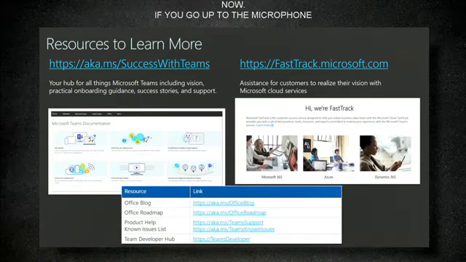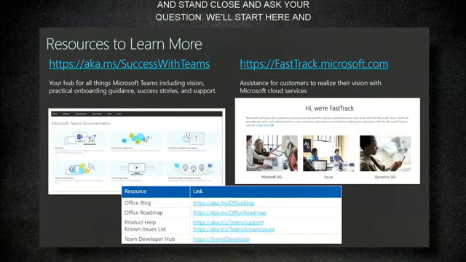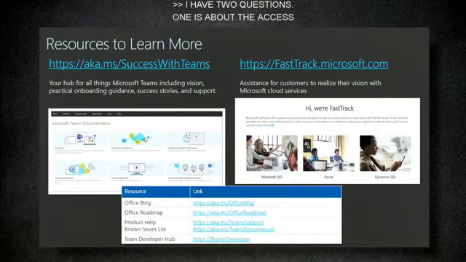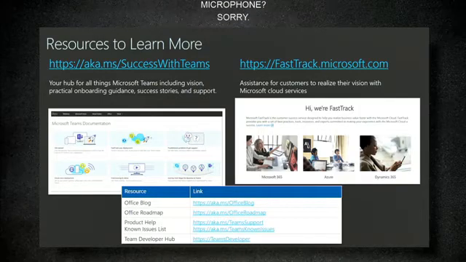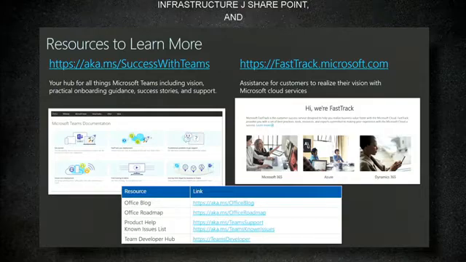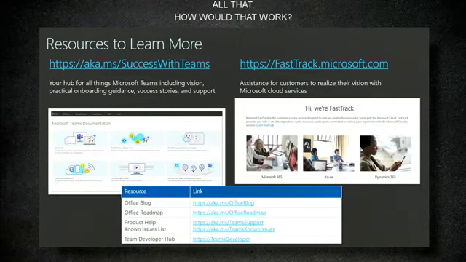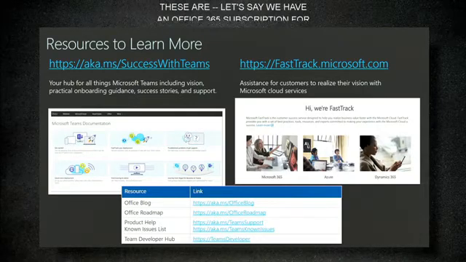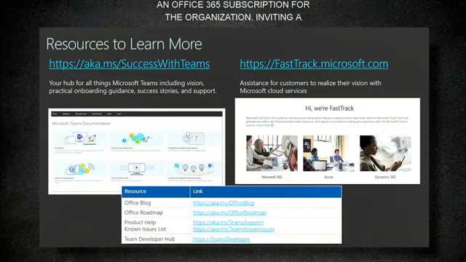Go ahead. I have two questions, actually. One is about access rights. You said that you can invite external users, and it shows that it would give them access to the underlying infrastructure, SharePoint and all that. How would that work? Because let's say we have an Office 365 subscription, E3 or whatever, for the organization. Inviting a guest creates a B2B account that would give them access to all the underlying infrastructure. So that's the first question.